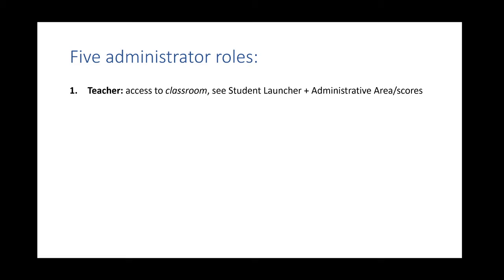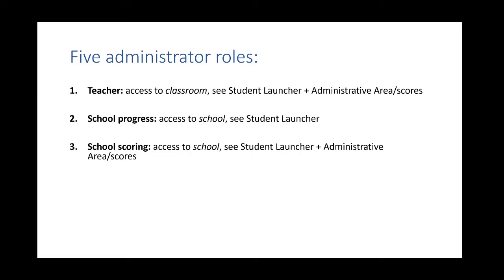The next level up is the school level administrator. This level of administrator sees progress in the student launcher and/or scores in the administrative area for all of the students registered at that school. The school progress role only sees progress, so whether the student has not yet started, is in progress, or has completed the assessment, and has the ability to launch the assessment for a specific student in the student launcher.